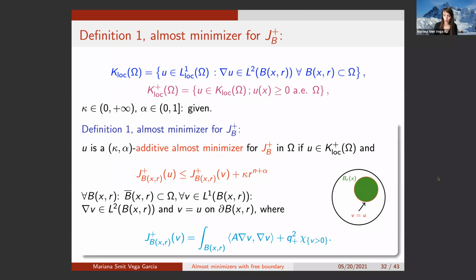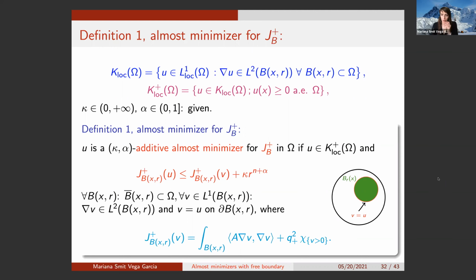Here I'm going to look at the one-phase problem, and I have this subscript B to remind us that this is the definition that involves balls. Our set of admissible functions are in L1 log with gradient in L2. For the one phase, the admissible set has to be of functions that are greater than or equal to 0. I'm also going to have a kappa between 0 and infinity, and an alpha between 0 and 1. And I say that I have a kappa alpha additive almost minimizer if my function is in the set of admissible functions for the one phase problem, and I have an inequality, but notice here that my error term is not multiplicative anymore. I'm not multiplying it by our J energy. I'm adding it. Because of that, I call this an additive almost minimizer.